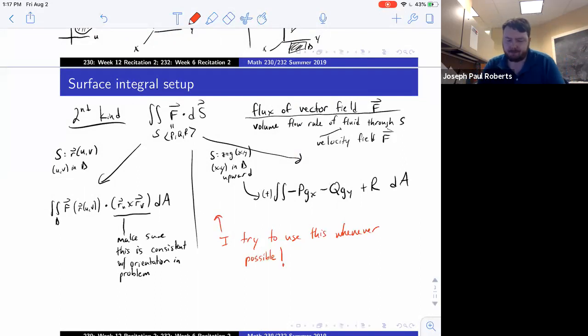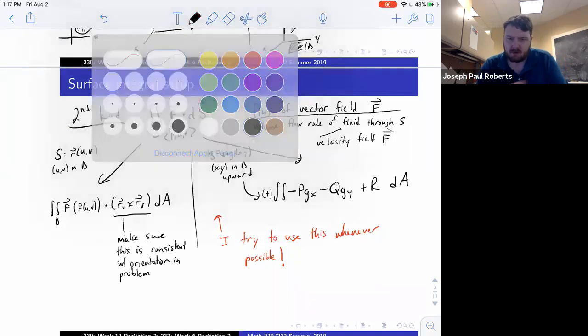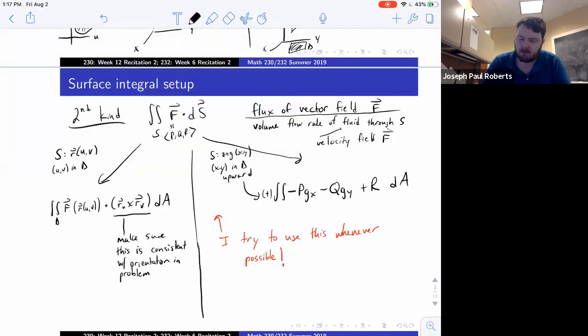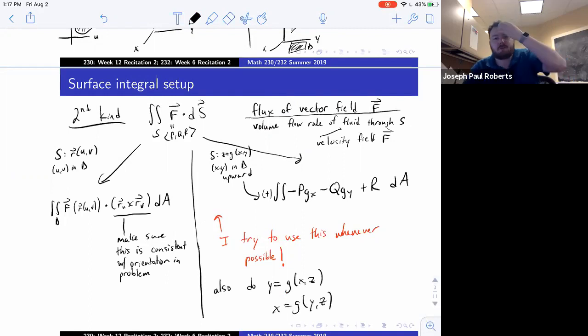Okay, so anyway, we'll eventually take a look at an example, but I want to mention here as well, you could also do y equals g of x,z or x equals g of y,z. Depending on the surface that you're given, it might not be best suited for a z graph. You might have y as a function of x and z, or x as a function of y and z, and you can sort of adjust this formula as necessary.